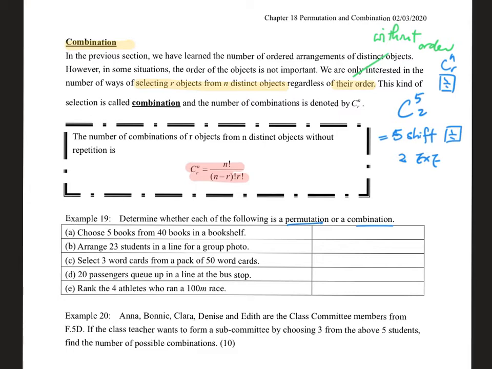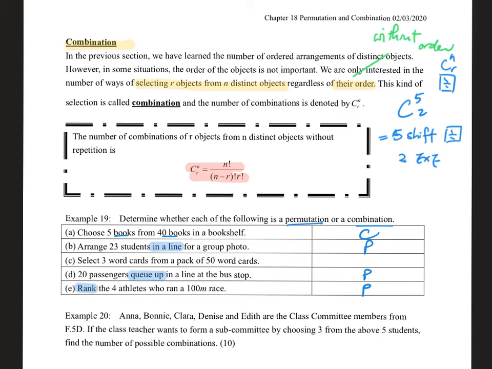Alright, let's check. If you're choosing 5 books from 40 books, there is no order, so I would call it a combination. But when you want to line up in a line, or later in part D, you want to queue up, you want to rank, these keywords tell you that the order is important when you are arranging students, passengers, athletes, etc. So these are called permutation because the order needs to be considered.